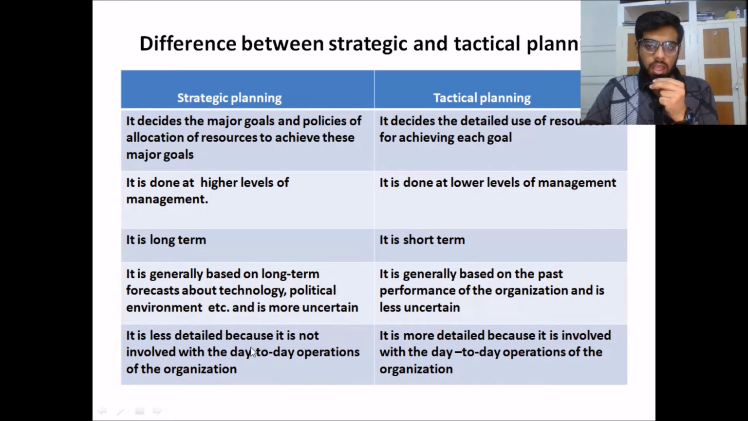Another point is, it is less detailed because it does not involve any day-to-day operations of the organization. Now coming to tactical planning, it decides the detailed use of resources for achieving these goals. Tactical planning is done at the lower levels of management. Why is it so? Because tactical planning is at the lower hierarchy of the table. It is also short term, based upon short term goals. It is generally based upon the past performance of the organization and it is less uncertain. It is more detailed because it involves day-to-day operations of the organization.